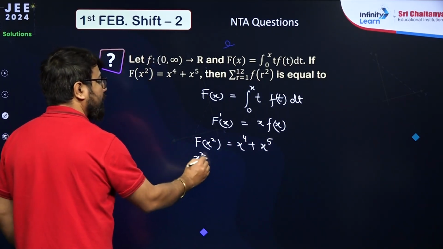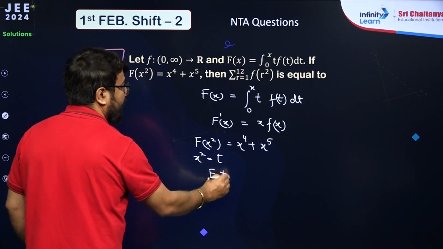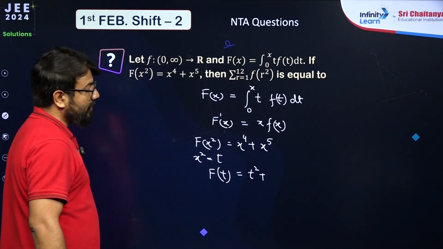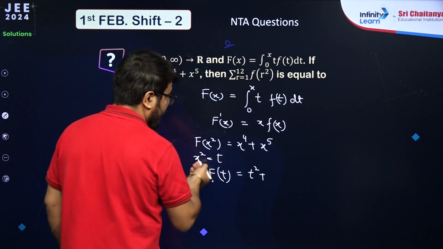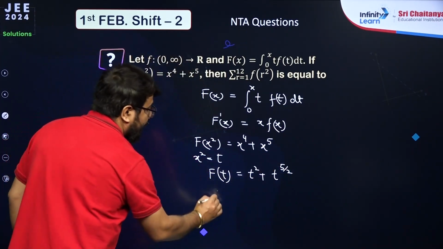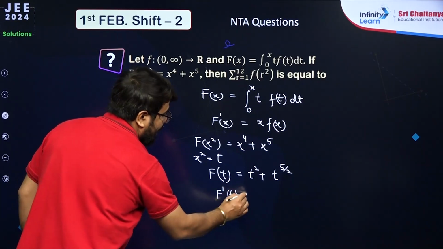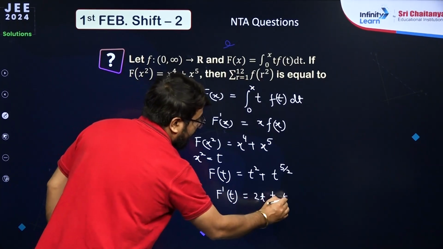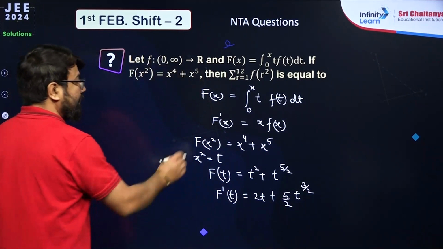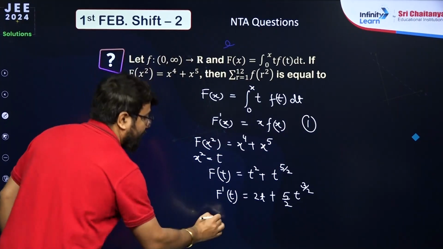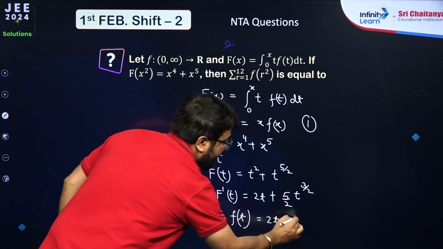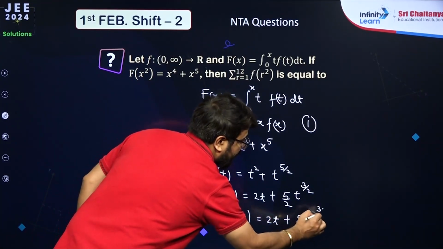I am placing x square as t. So I got capital F of t. Capital F of t is t square plus, if x square is t, then x is root t, so it is t raised to the power 5 by 2. Alright. Now I am just differentiating this: F dash t is 2t, plus 5 by 2 will come in the front, t will have the power 3 by 2. This F dash t from the first equation can be placed here: t into f of t. Here it is 2t plus 5 by 2 times t raised to the power 3 by 2.